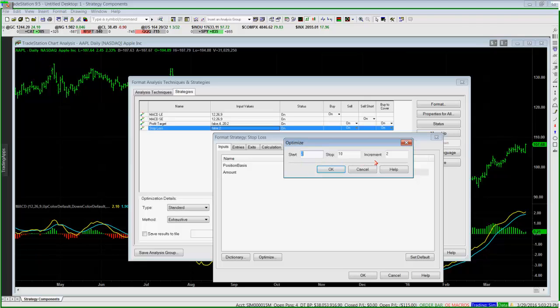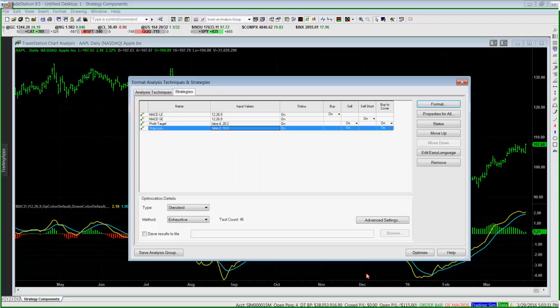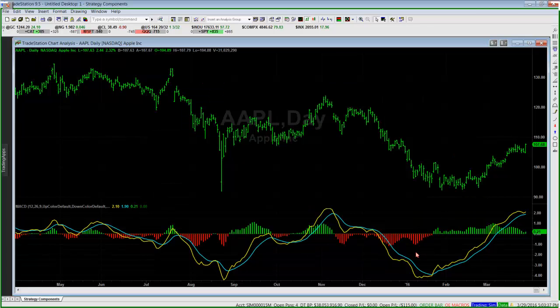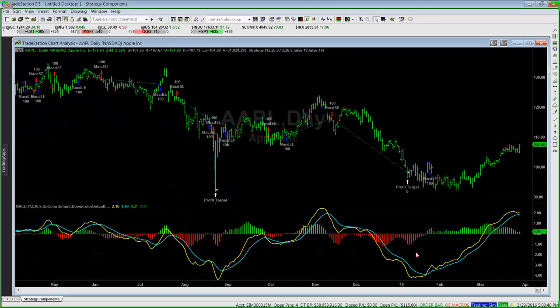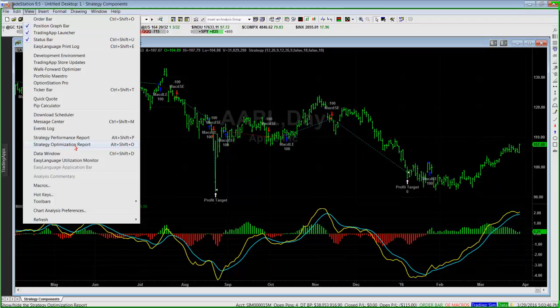I'm going to set this from 2 to 10 in increments of 2, so it'll test 2, 4, 6, 8, 10. So if you combine all the different combinations between the profit target and stop loss, it's 45 different tests. And I'm going to click Optimize. So it runs through those tests very, very quickly, and you can view all of those tests from the View Strategy Optimization Report.